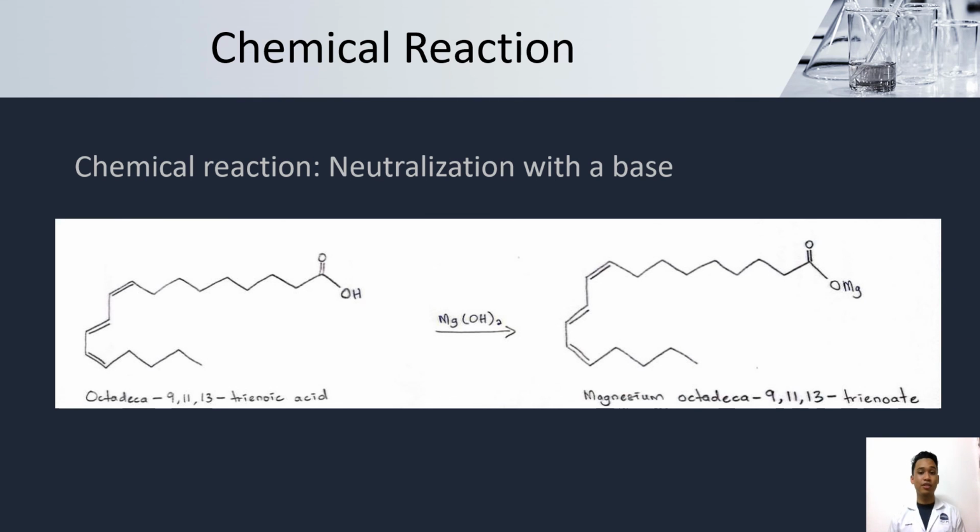The chemical reaction is neutralization with a base. As we know, the functional group in punicic acid is carboxylic acid, and carboxylic acids are acidic, so it will react with a base to form a carboxylate salt. So in this equation, we can see that punicic acid, octadeca-9,11,13-trienoic acid, reacts with a base, which is magnesium oxide, to form a metal carboxylate salt, which is magnesium octadeca-9,11,13-trienoate, and the byproduct is water.